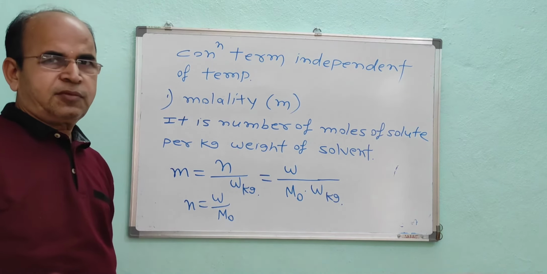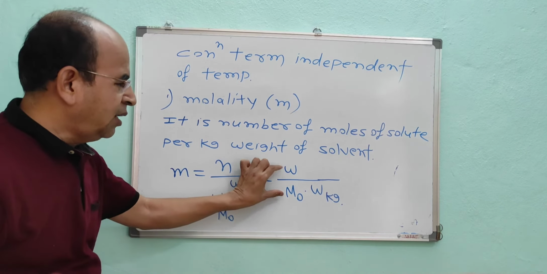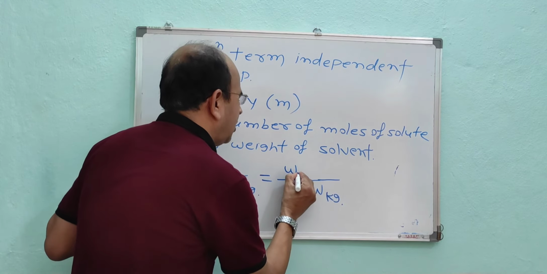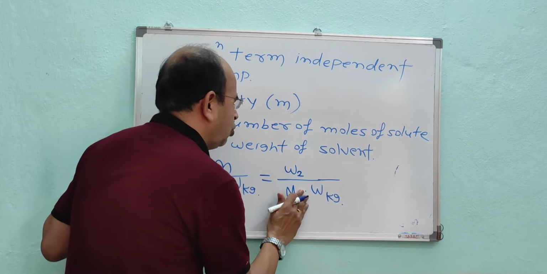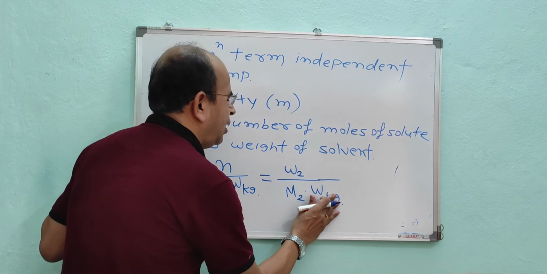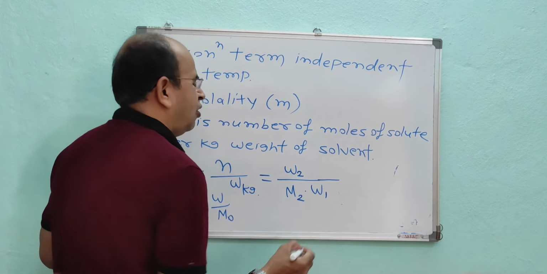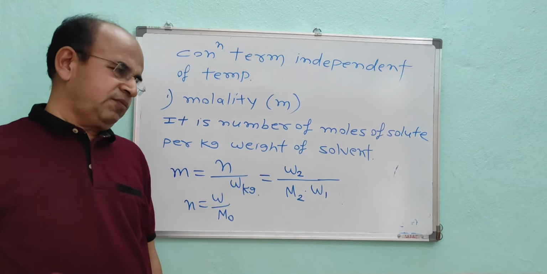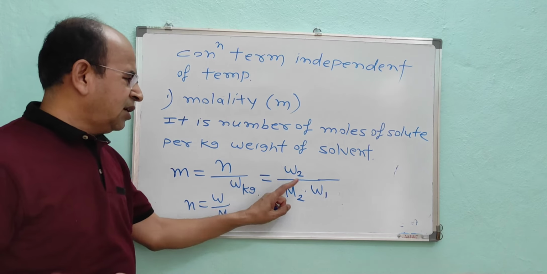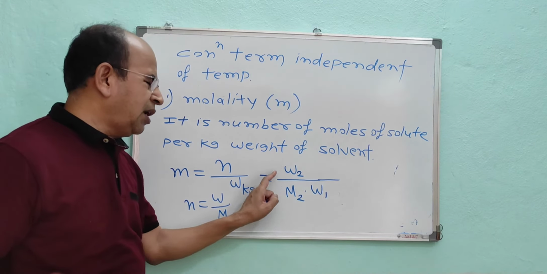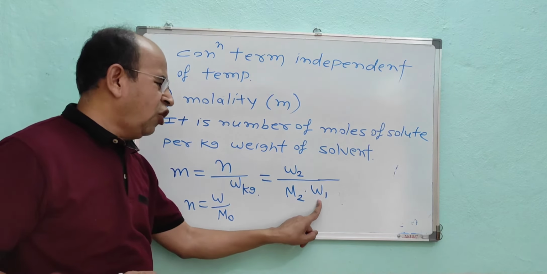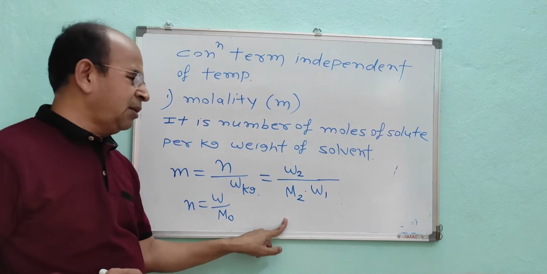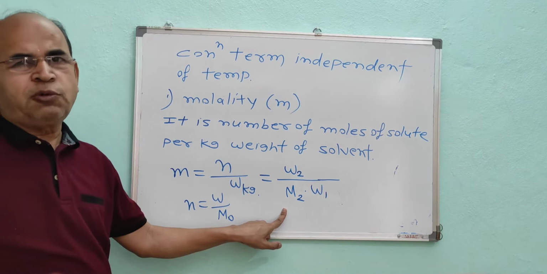So this is for solute and this is for solvent. For convenience I will write 2 here: W2, M2, and here I will write W1. 1 for solvent and 2 for solute. So what are W1 and W2? W1 and W2 are the weight of solvent and weight of solute. And M2 is the molar mass of solute.